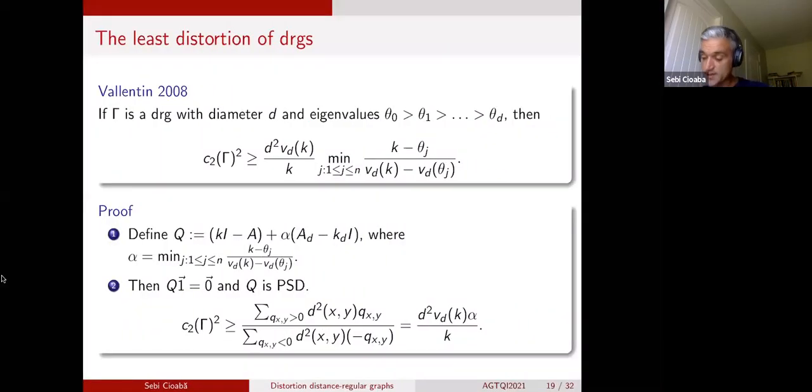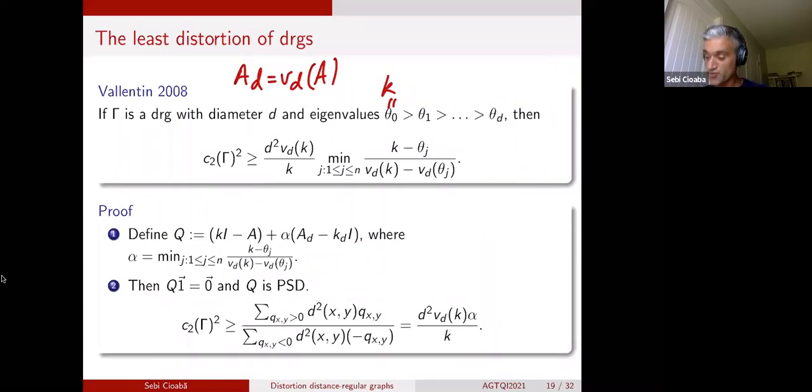So using that, Valentin proves this lower bound on the least distortion of a distance regular graph. And what do we have here? We have the distance regular graph gamma, the diameter d, the d plus 1 distinct eigenvalues. K is theta 0, the largest eigenvalue. And the v_D are the polynomials that I mentioned earlier, such that the D-th distance matrix is the polynomial v_D of A.